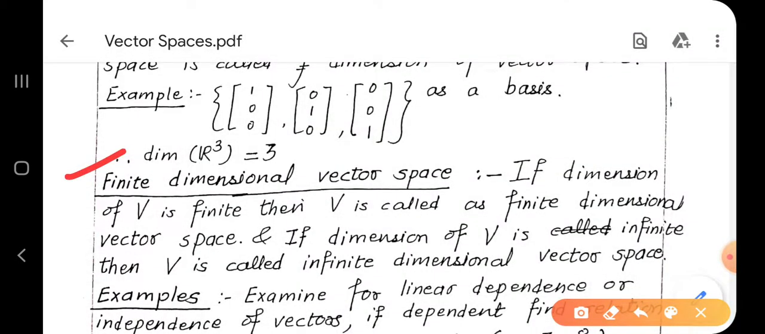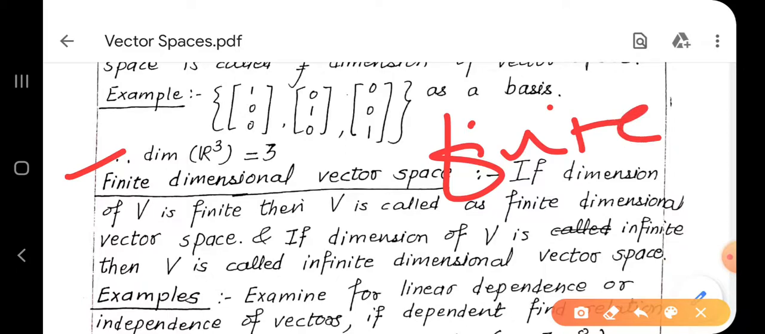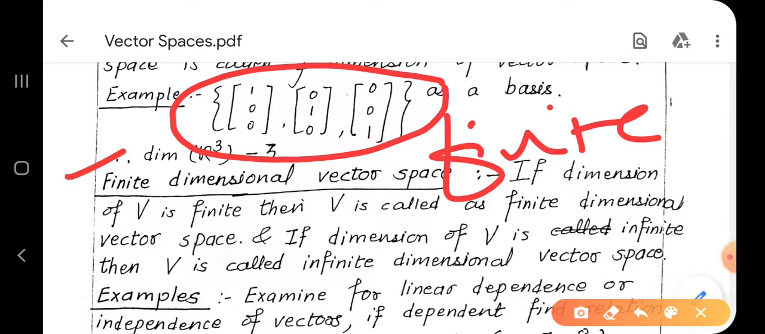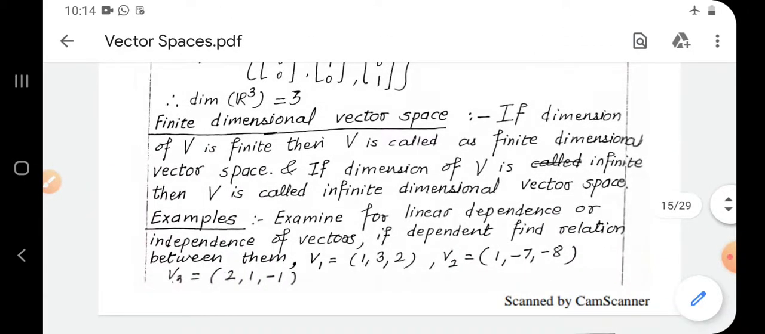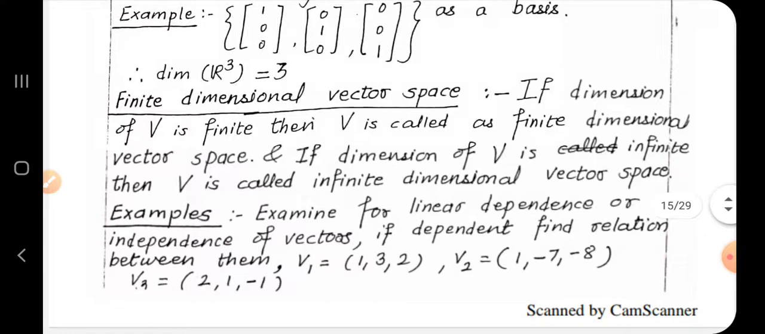A vector space V is finite dimensional if it contains finite elements in its basis. Just like here, finite dimensional. How many elements in this basis? 3. Therefore, R3 is a finite dimensional vector space. So, the number of elements gives the dimension. And if the dimension is finite, we call that vector space a finite dimensional vector space.